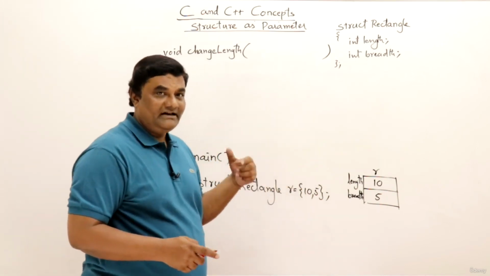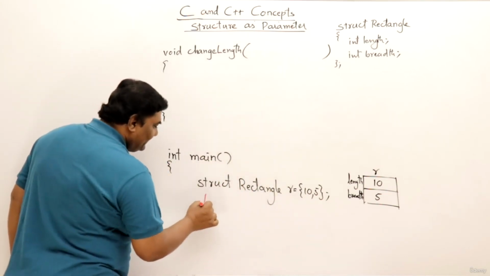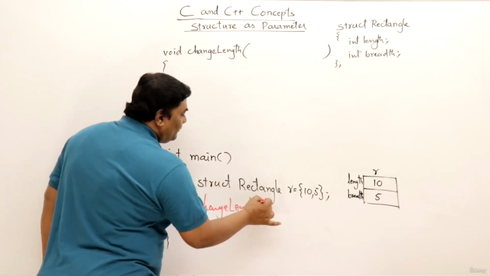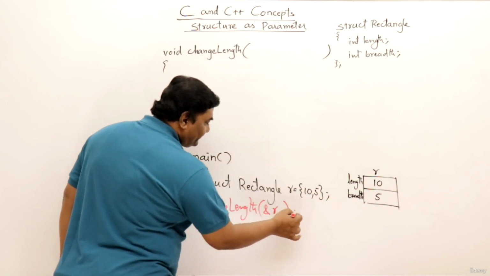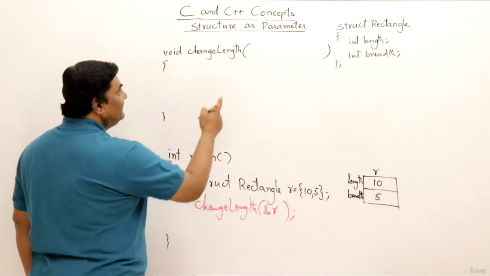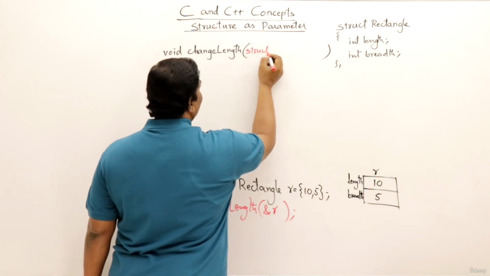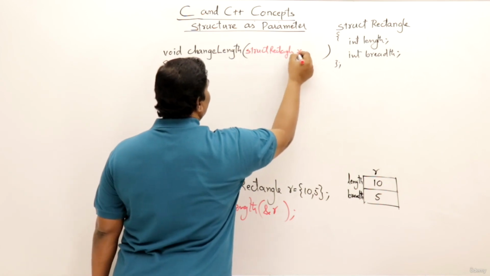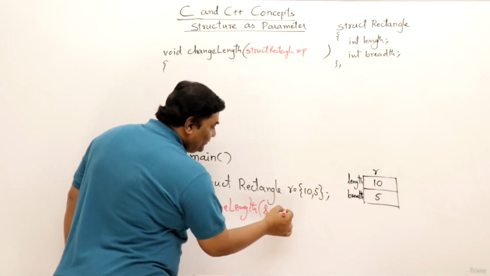Let us write call by address. First of all, from here I should call that function change length, right? Then what is the parameter I should pass? Rectangle, by address, so I should pass ampersand, the address. So here what should it take? It should take it as a pointer. So struct rectangle pointer, star P.